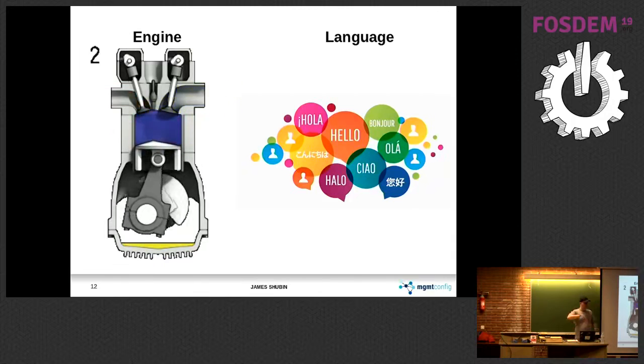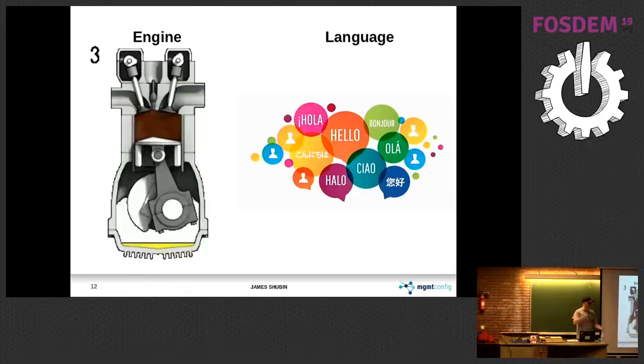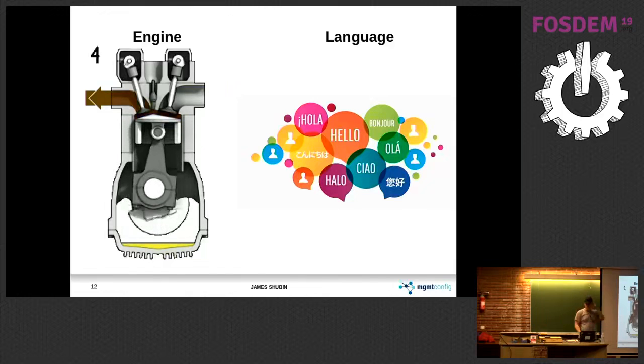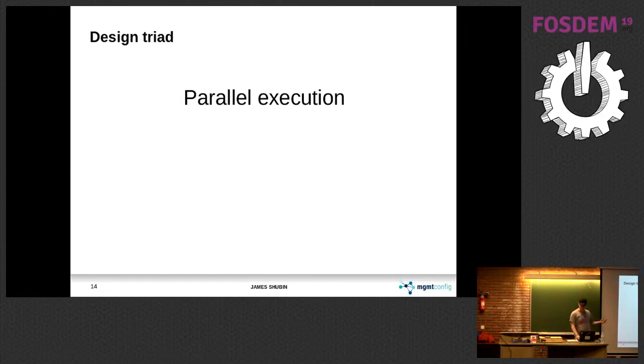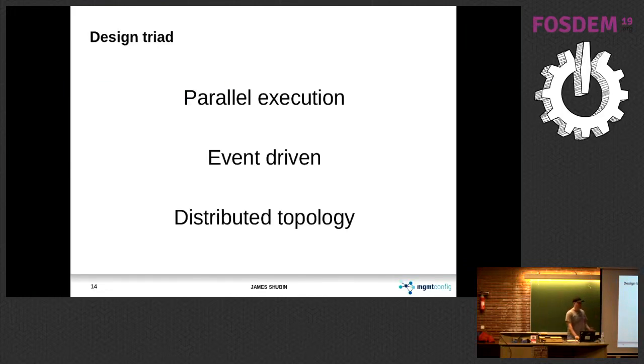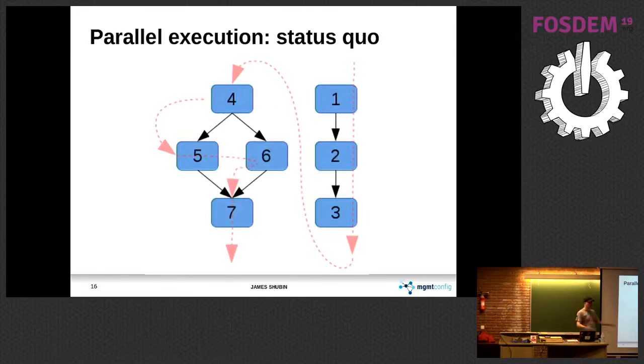The language runs continuously, which I'll show you, and it outputs to the engine, which actually does the work. And how does that work? The engine has 3 main parts. It runs in parallel, it's event-driven, which I'll show you, and it works as a distributed topology. So these are the kind of graphs that I'm talking about.